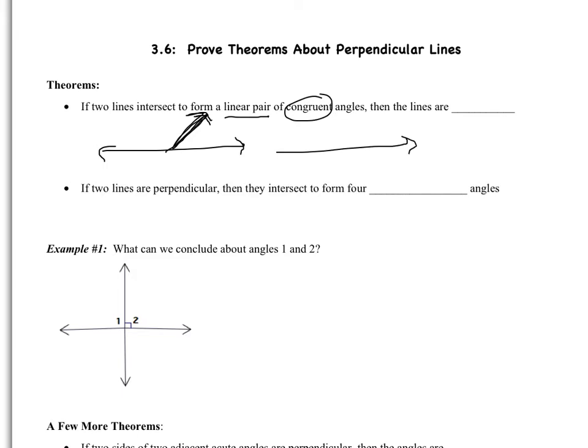So instead of the picture I drew, it's going to look something like this. Okay, if those angles are congruent and they add up to 180, they must both be 90, which means that the lines are perpendicular.